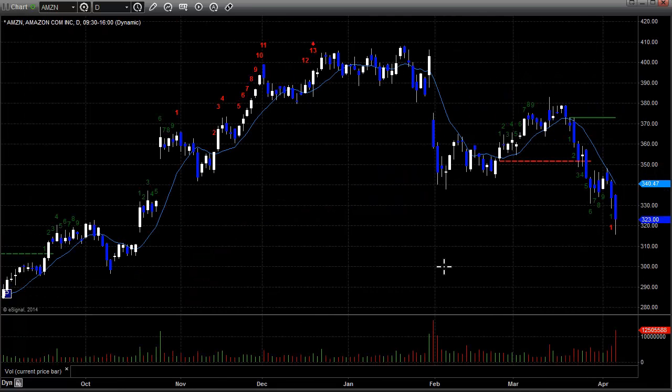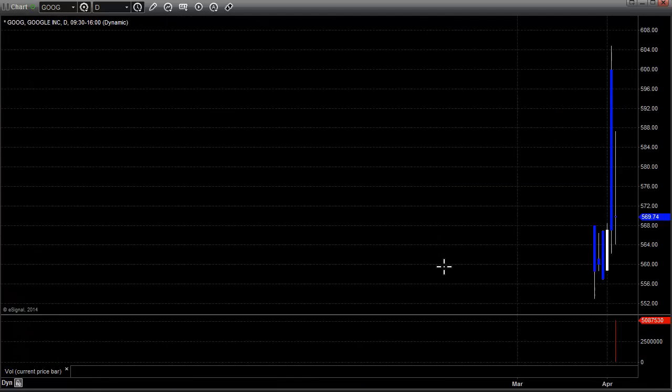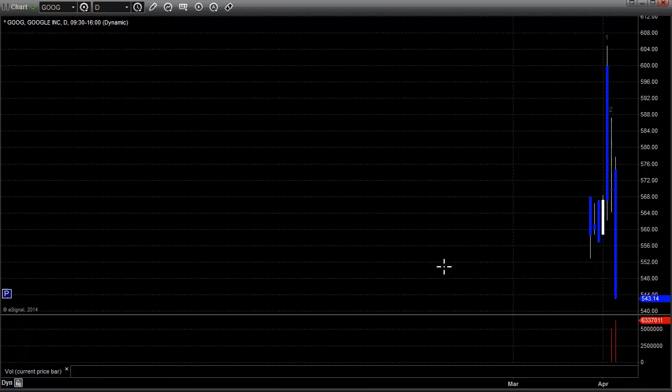Let's look at some of the bigger stocks that we like to trade. Here's a look at Amazon. Had a nice winner today here in Amazon on the short side after the market gapped up. Here's a look at Apple. Apple couldn't quite get to 13, got to 12, and rolled over before it could get to 13. Just hasn't had enough up days to get that 13.